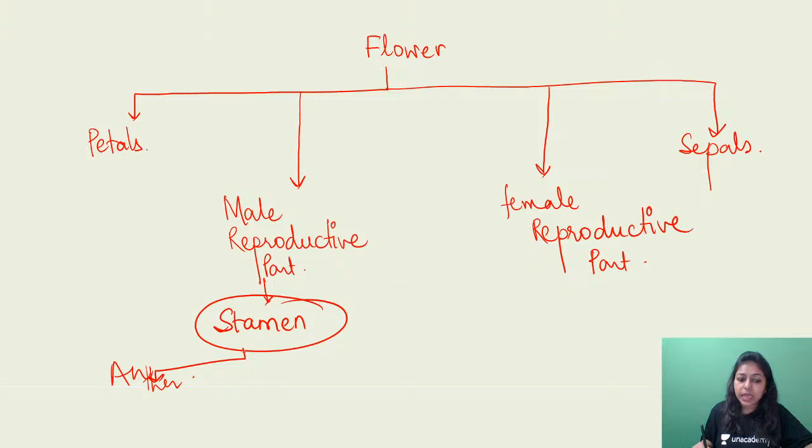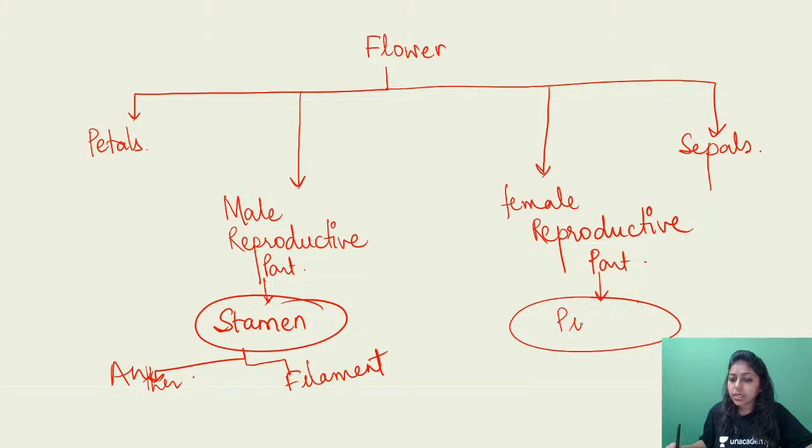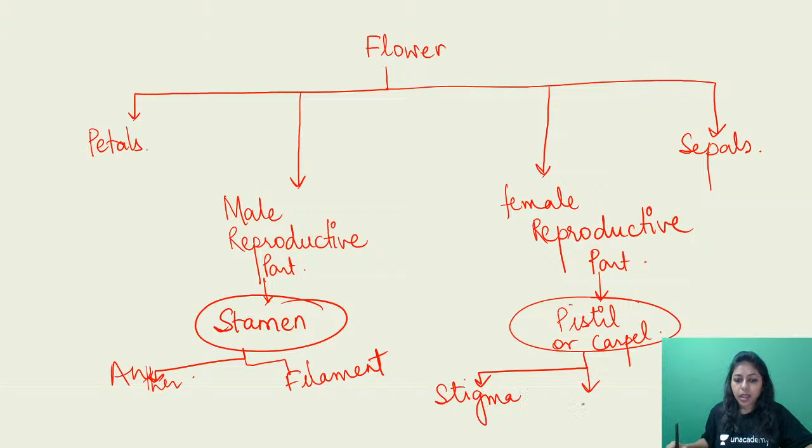So, stamen has anther and filament. All right. Whereas, if we talk about the female reproductive part, what do we call it? We call it pistil. There is another name to it. We also call it carpel. And it has three major parts. One is stigma, the other is style, and the third one is ovary.